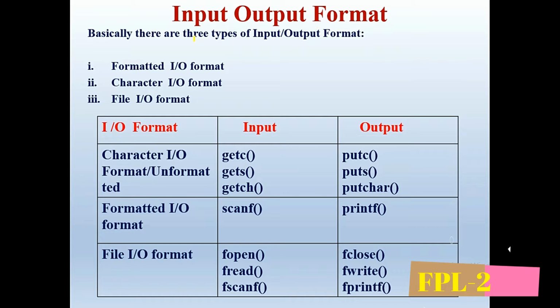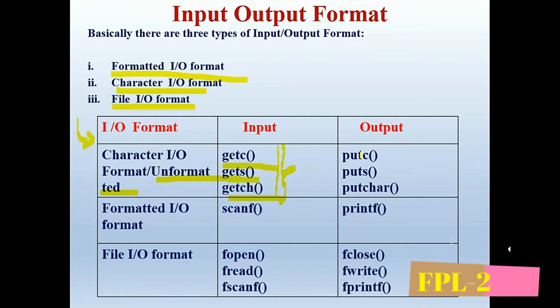Input output format. Basically, there are three types of input output format: formatted IO, character IO, and file IO. Character IO is the one through which you can take character by character as input. The functions are getc, gets, and getch. Here we cannot format our character, whatever character we want, or how many characters we want, because these functions allow you to take only one value at a time from the user as input. So we cannot take more than one value at a time. That's why we say that these are unformatted IO input functions.